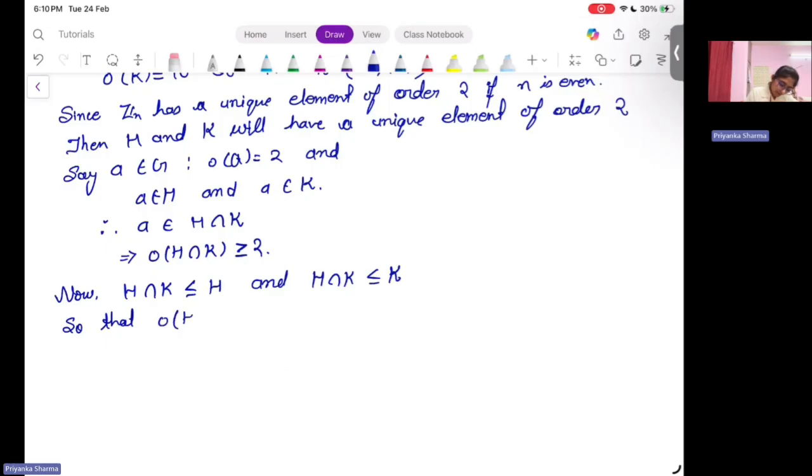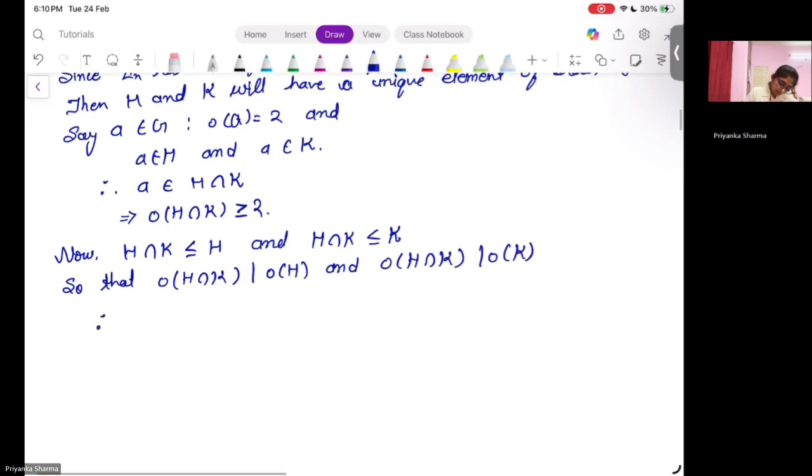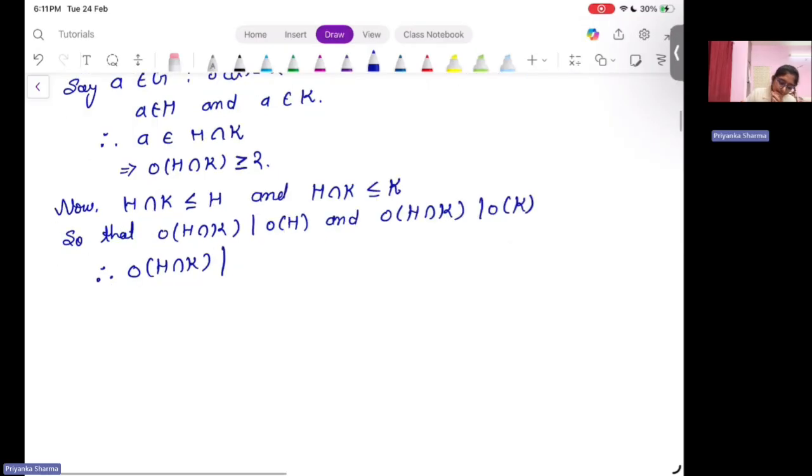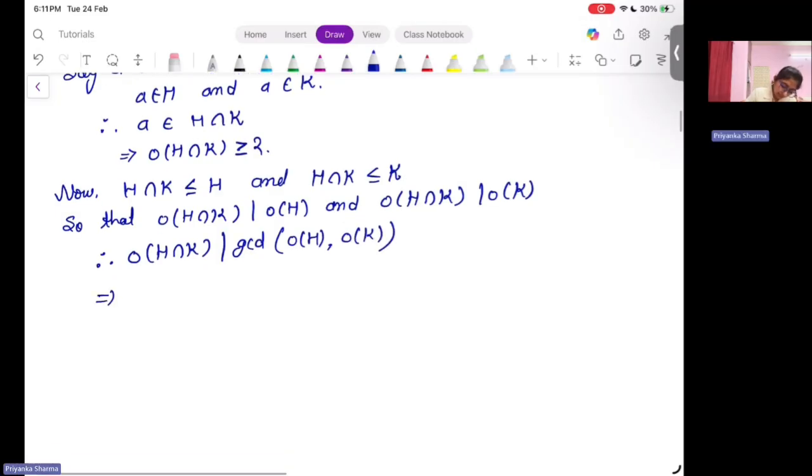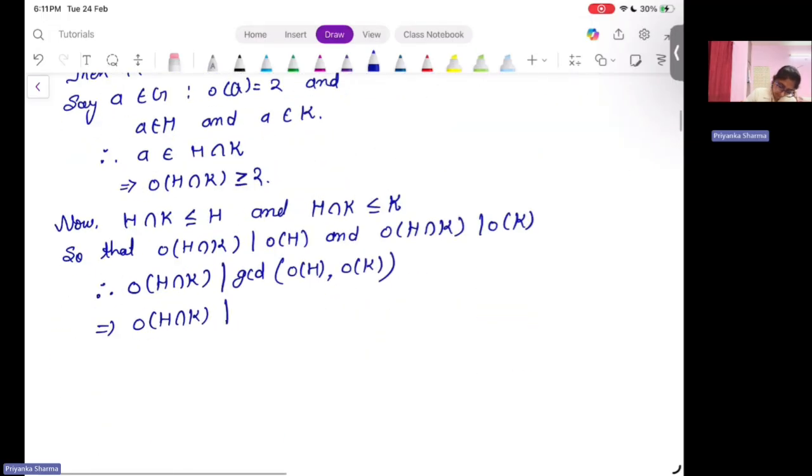So order of H intersection K will divide order of H, and order of H intersection K divides order of K using Lagrange's theorem. Therefore, order of H intersection K will divide GCD of order of H and order of K. This implies that order of H intersection K will divide GCD of 12 and 10, that is 2.